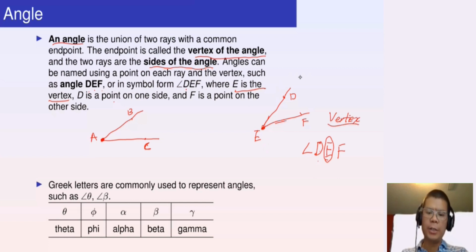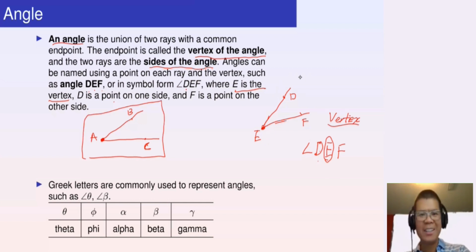All right, the vertex is in the middle. Now, how about this one? How do we denote the angle here? So here, what is the vertex? A. So the notation of this angle is going to be what? Angle BAC.